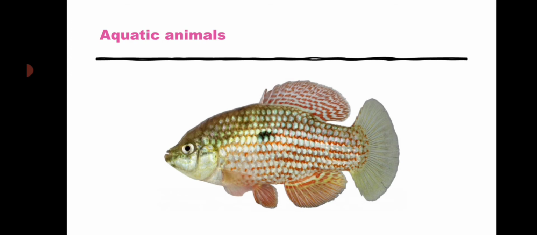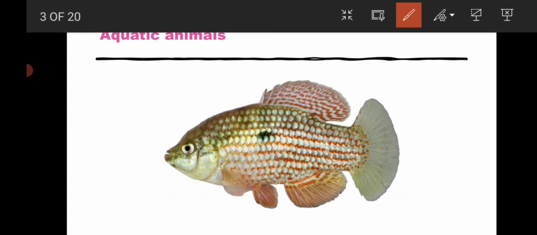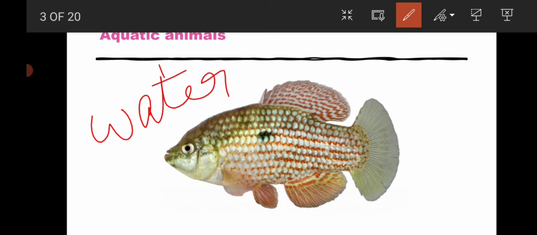So, aquatic animals. The main aquatic animal we all know is the fish. So, how is this fish an aquatic animal? Aquatic animals are those animals that live in water. What are the special features of these animals to live in water?